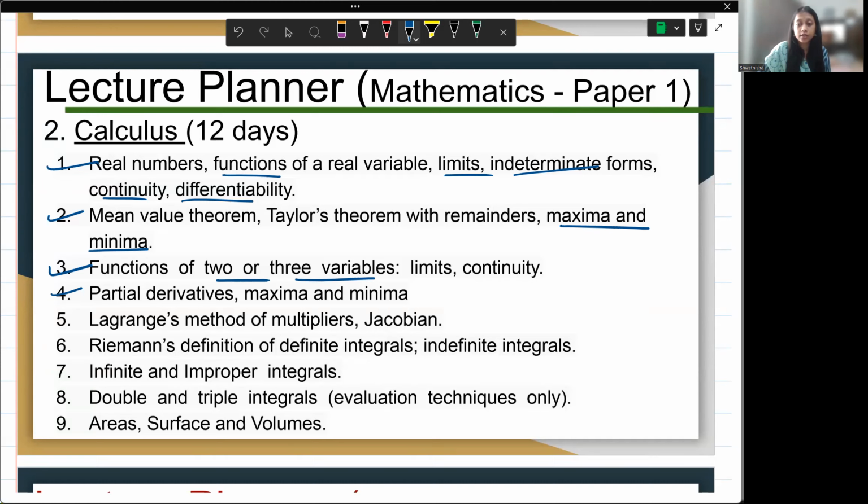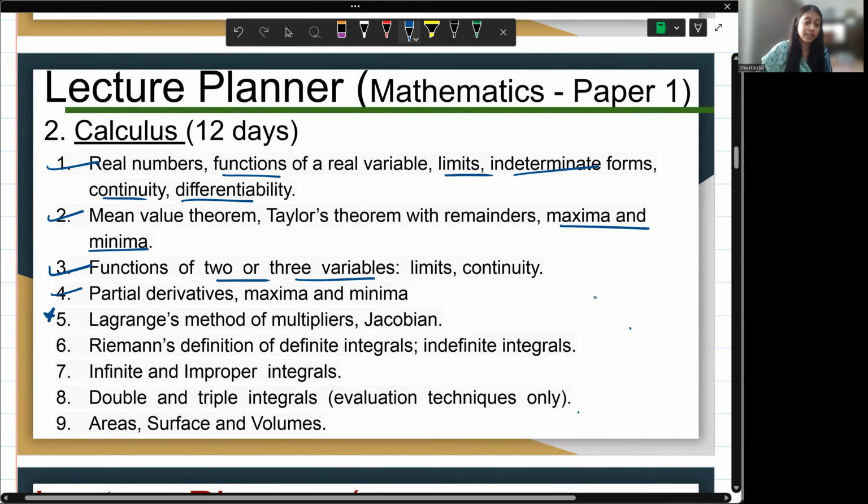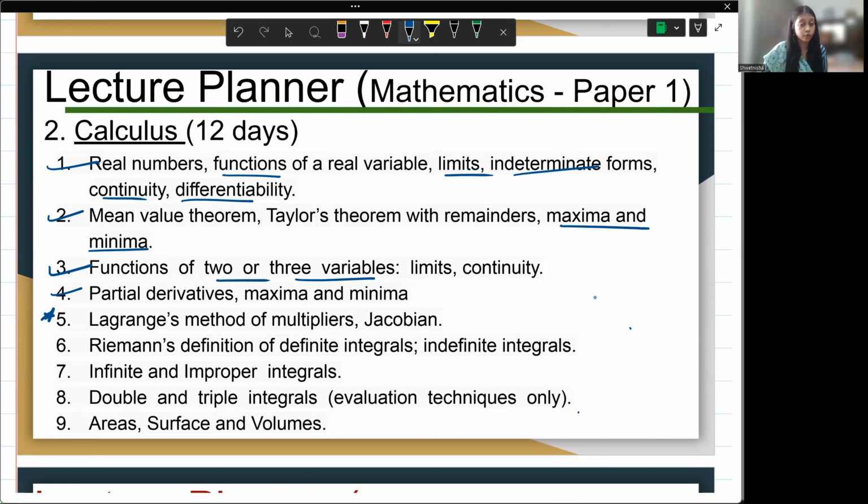Next we have Lagrange's method of multipliers, which is very important. You will see questions from this section like every other year. So this is important. You can't leave that. Along with the Jacobian, Riemann definition of definite integral and indefinite integral, although Riemann integration is as it is in the real analysis portion as well.